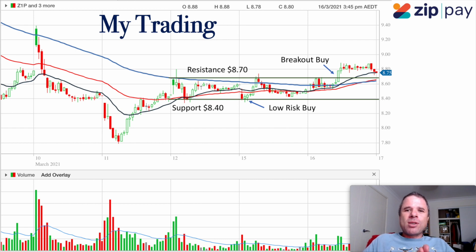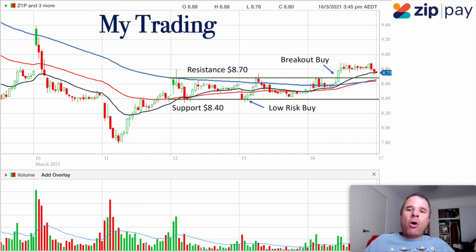Now, $8.40 was a very important level for Zip because that was the previous low on the 12th of March. And if the share price could remain above $8.40, that would be quite powerful. And that $8.40 would become a good support level. So I decided to put in a low risk buy at $8.40. And the reason why it was a low risk buy is because if the share price went below that and sustained below that for a while, that would be an obvious sell.